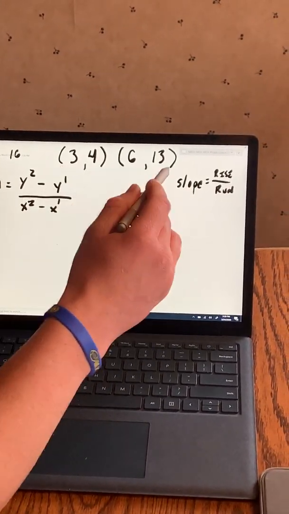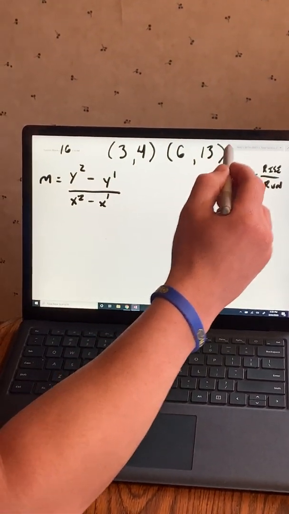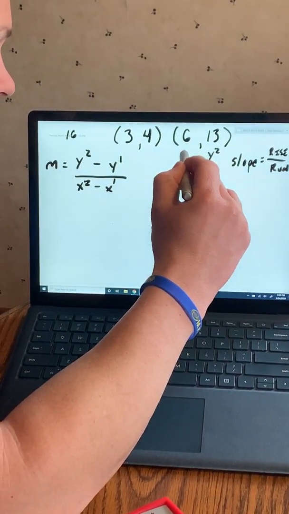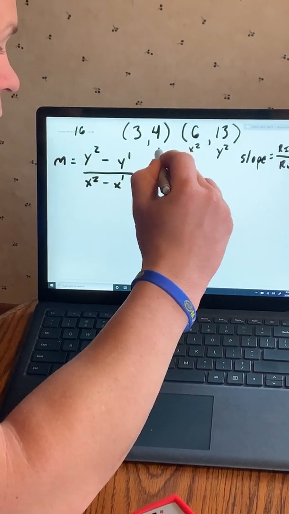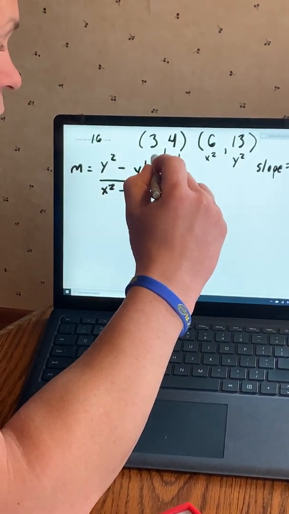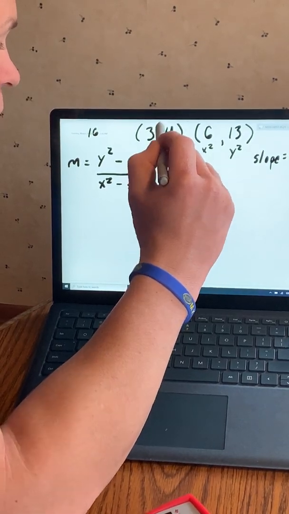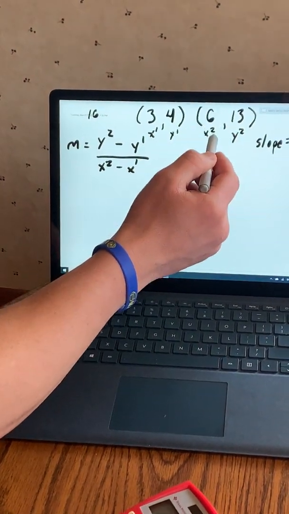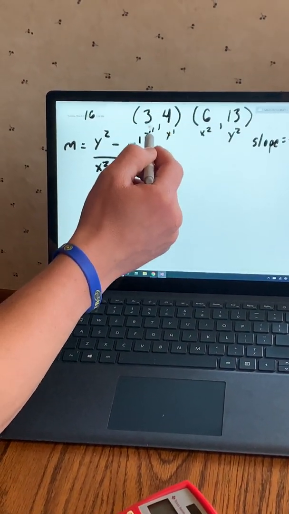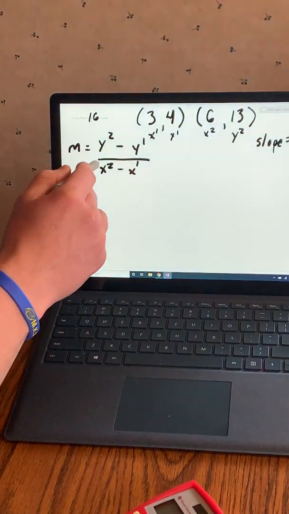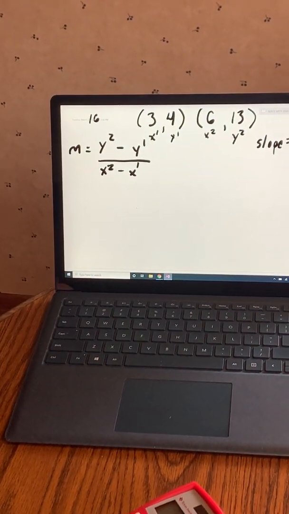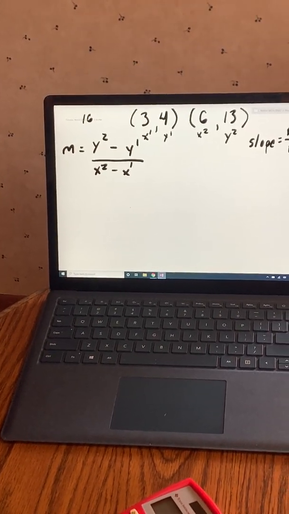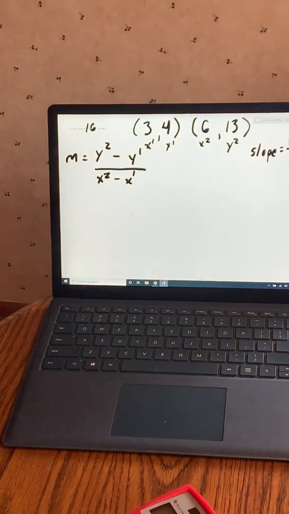So right off the bat with the 2 points, the point that is given second becomes the x2 and y2, and the point given first becomes the x1 and y1. Once you have those designated, 13 is the y2, 6 is the x2, 4 is the y1, and 3 is the x1. Knowing that the slope formula is y2 minus y1 divided by x2 minus x1, you can solve this problem very easily. But it is the setup that is the most important.